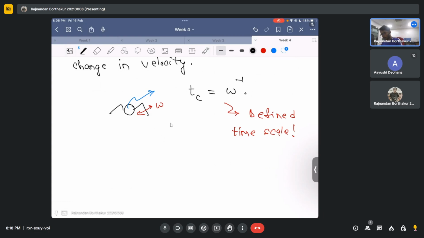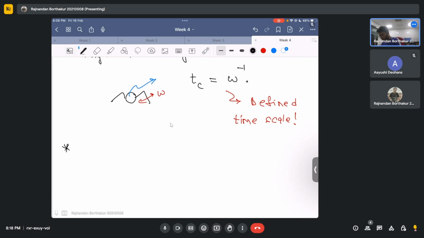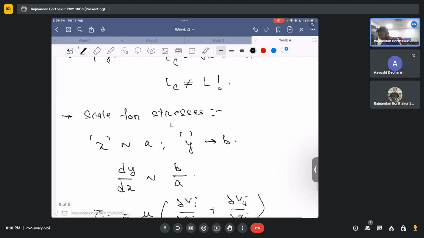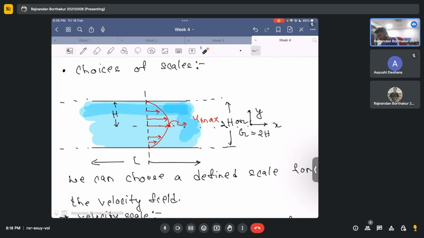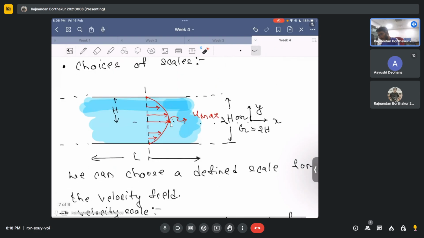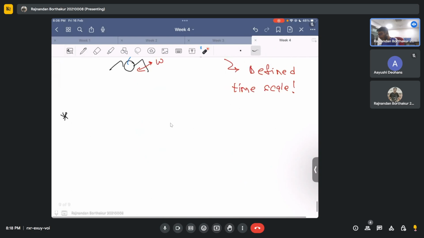All right, so let's do this. Let us see the time scale associated with the developing region of this plane Poiseuille flow problem. That is something that we will do. There are two ways in which we can find the time scale of this problem. So this is basically the time scale of the developing region.